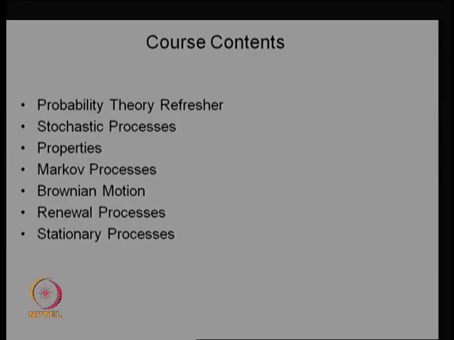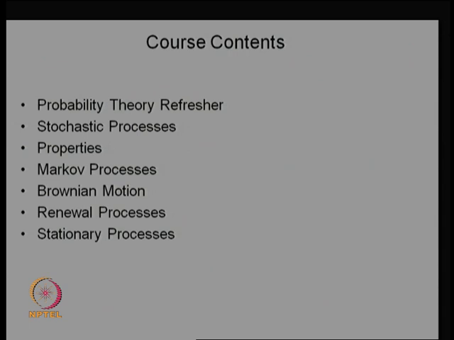The whole lecture series I am planning to give in 40 lectures. The 40 lectures cover the course content briefly. I am planning to give 2 hours of probability theory refresher, and then I will go on to define stochastic processes and give a few simple stochastic processes. Then, followed by that, properties of stochastic processes like the Markov property, Martingale property and so on. After that we will discuss a very important stochastic process, Markov processes.